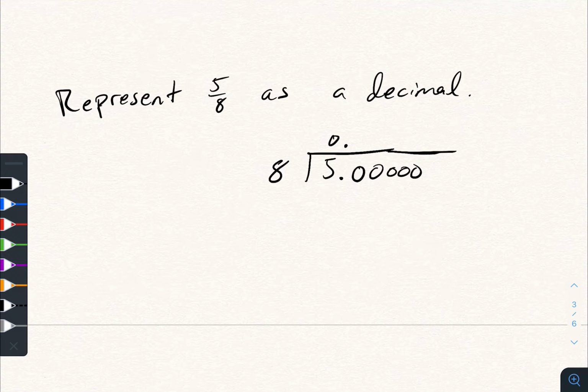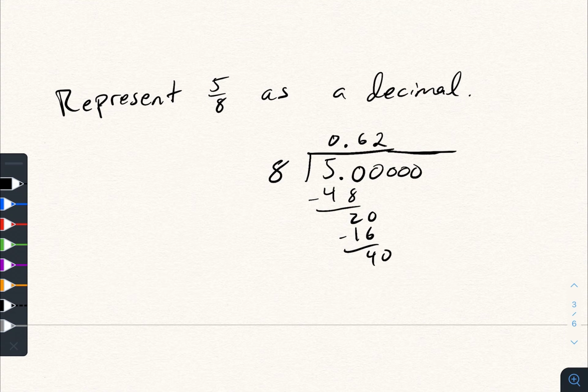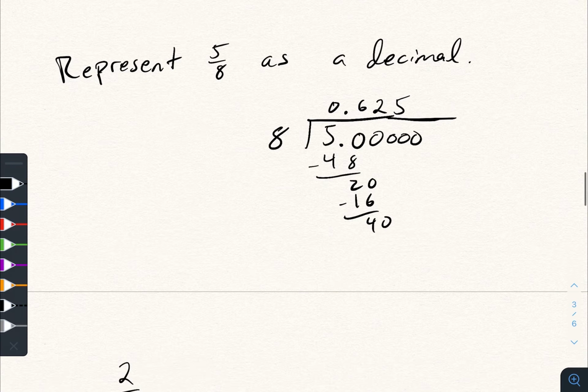How many times does 8 go into 50? It goes in there 6 times. So 6 times 8 is 48. Bring that down, left with 2. Bring down the 0. 8 goes into 20 2 times. Get 16. 4. Bring down the 0. And then 8 goes into 40 5 times. And then we get a remainder of 0.